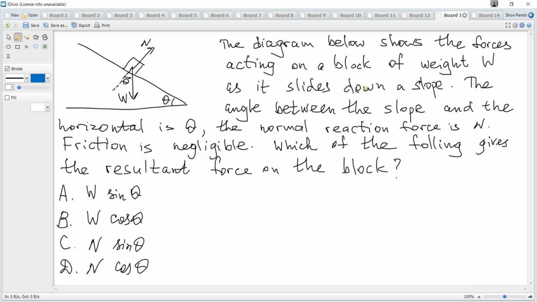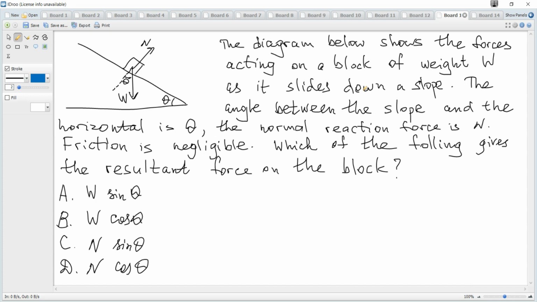The diagram below shows the forces acting on a block of weight W as it slides down a slope. The angle between the slope and the horizontal is theta, the normal reaction force is N, and friction is negligible. Which of the following gives the resultant force on the block?